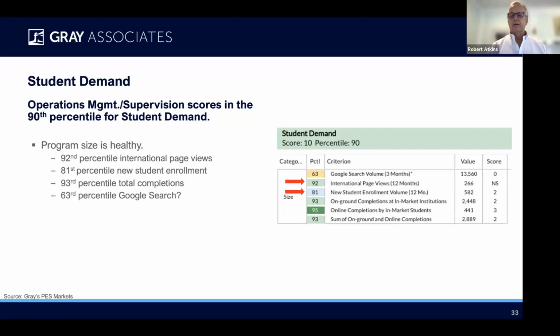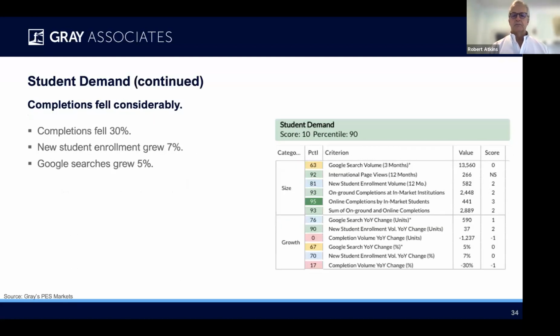Student enrollment volume is what I would call good. 81, a B, I guess it's a B minus technically, not bad. On-ground and online completions, pretty good, 93. So looking backwards, this is a pretty decent sized program. I would be concerned, and we'll come back to this in a second: Google search volume is only at the 63rd percentile, which might indicate that there's a bit of a problem with demand for this program looking forward. So let's take a look at that and see what's going on.